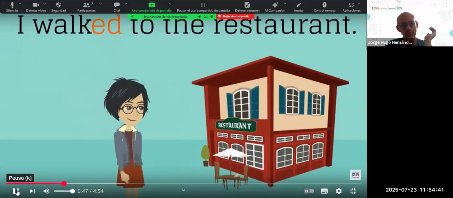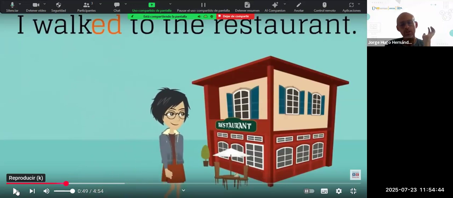And I walked to the restaurant. Okay, I walked to the restaurant.